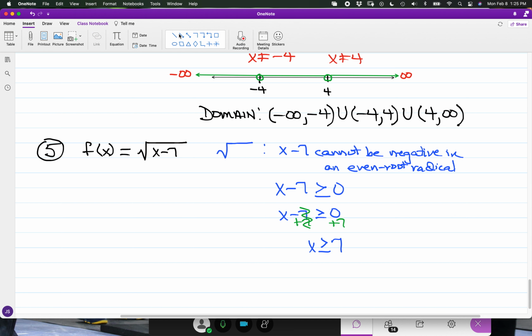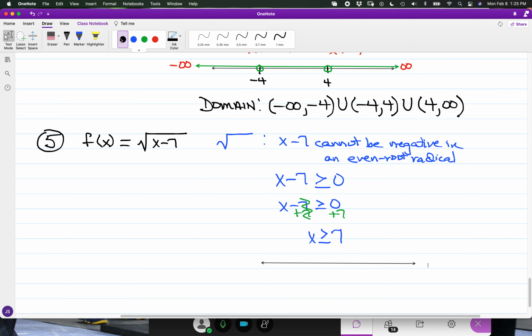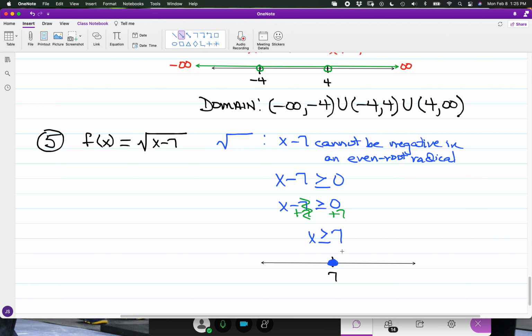So just a quick sketch of the graphing solution of the domain. You have x greater than or equal to 7, and the equal sign signals that 7 is included. So instead of a hole, we're going to have a closed point. The rest of the values have to be greater than, so we'll have a ray that goes out to the right, approaching infinity.